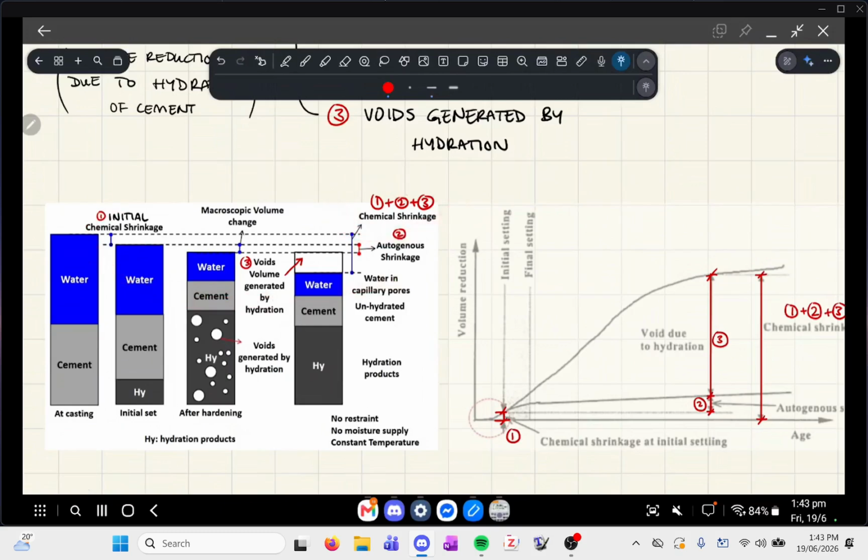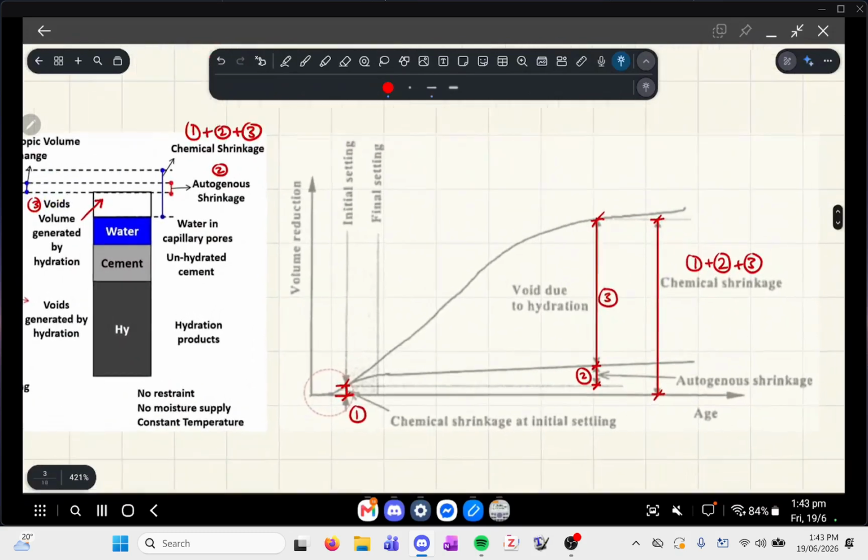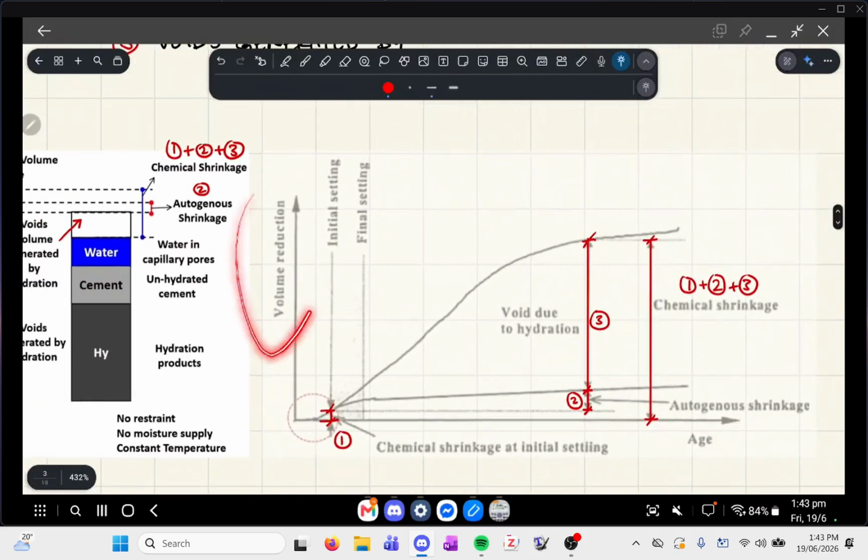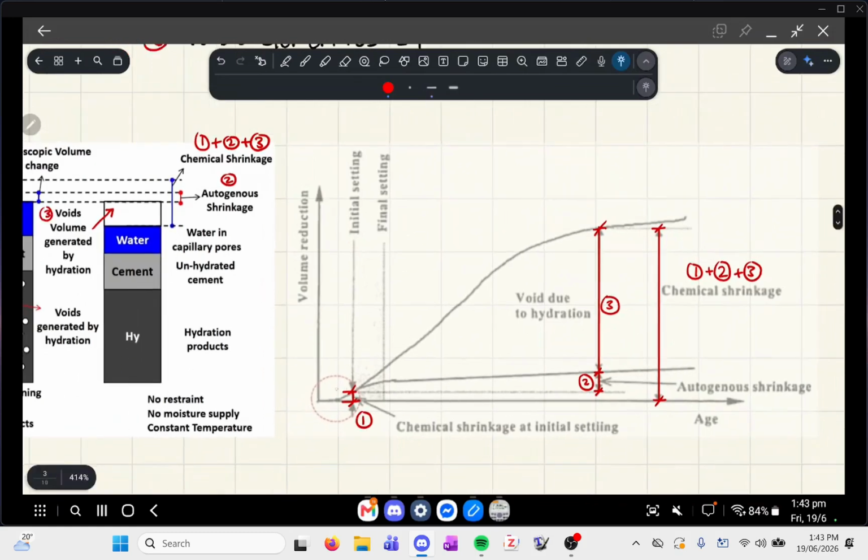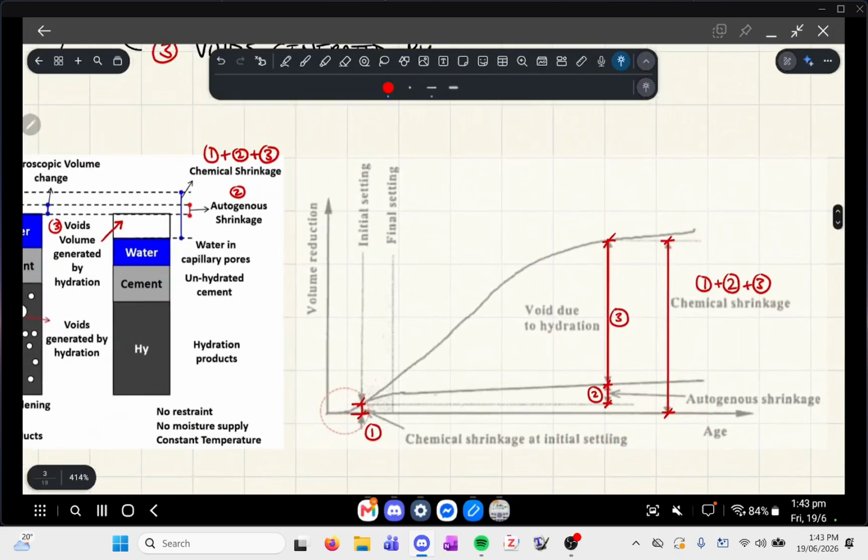Okay, so let's look at this from another angle, which is this other graph. This is the volume reduction, aka the shrinkage, versus time. Between when you've cast the concrete and when it starts to set, you've got the initial shrinkage. And then essentially there are 2 kinds of processes that happen.